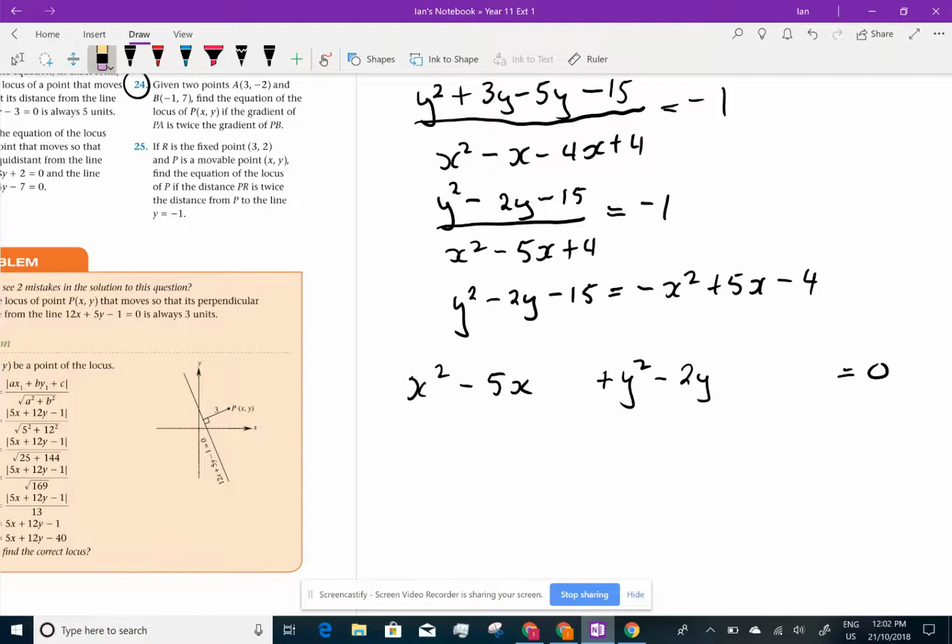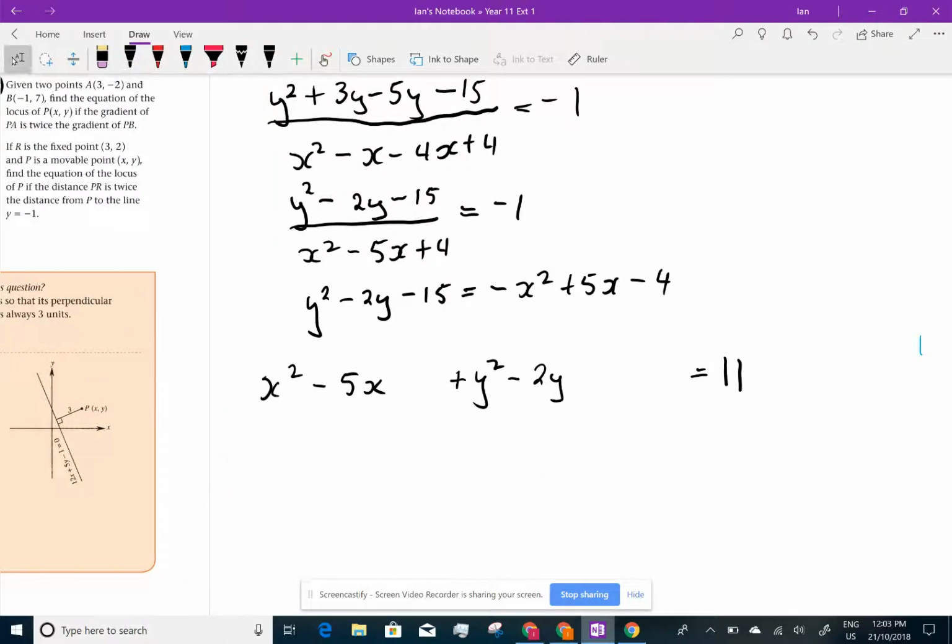I'm going to take that 11 over the other side. So when I do that, that becomes plus 11. And you'll notice that I've got big gaps at the end. That's because I'm now going to complete the square for this bit and this bit. Now, to complete the square for the y bit is pretty easy. I go half the coefficient of y, square it, and add it. Half of 2 is 1, 1 squared, I'm going to add 1. Now I've got a perfect square with the y's, and I've got to add 1 over to here because I've got to add 1 to both sides.